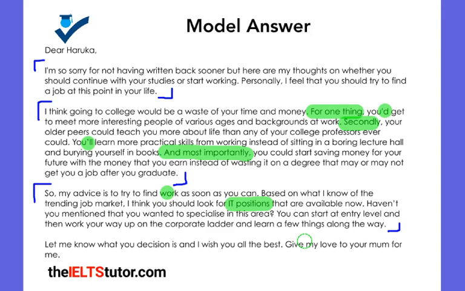Okay, you shouldn't be using linking words that are more appropriate for essay writing. You can see that I still use some linking words like so, based on what I know. What else? Like I've mentioned before, for one thing, secondly, personally, and so on and so forth. So you can see that there are a lot of examples of complex structures as well. Bullet points are appropriately addressed, and the tone is just right.